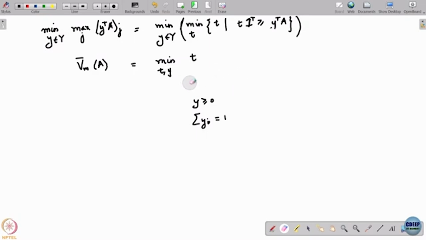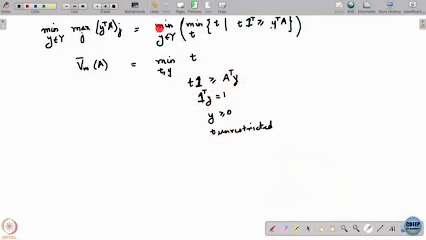Let us write it as t into 1 is greater than or equal to A transpose y, and then the other is I have my summation over yi. Summation over yi is nothing but, again, because I have this notation of ones, the vector of ones, 1 transpose y equal to 1, and I have y greater than or equal to 0. And my variable t is unrestricted here. There is no constraint on the sign of t.